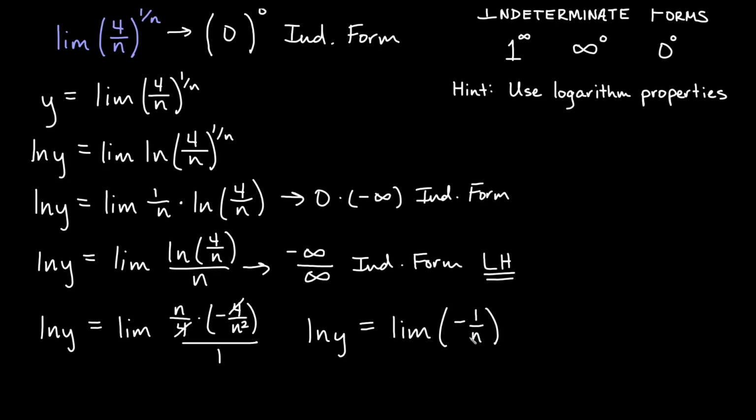And then the limit of negative 1 over n is going to be 0, because this is getting really large on the bottom. So that then tells us that ln of y is equal to 0. And then if I get rid of my natural log by taking the exponential of both sides, we get that y equals e to the 0. So in this case, y is equal to 1, and that is our limit that we were originally looking for.